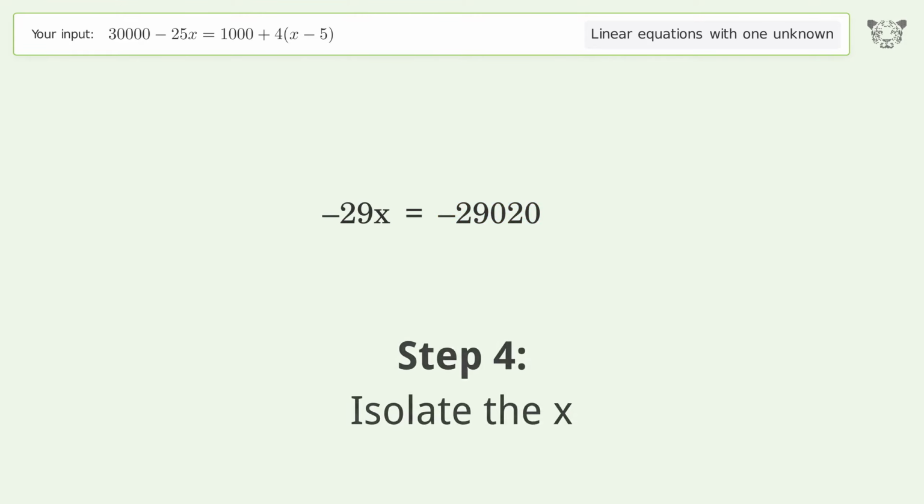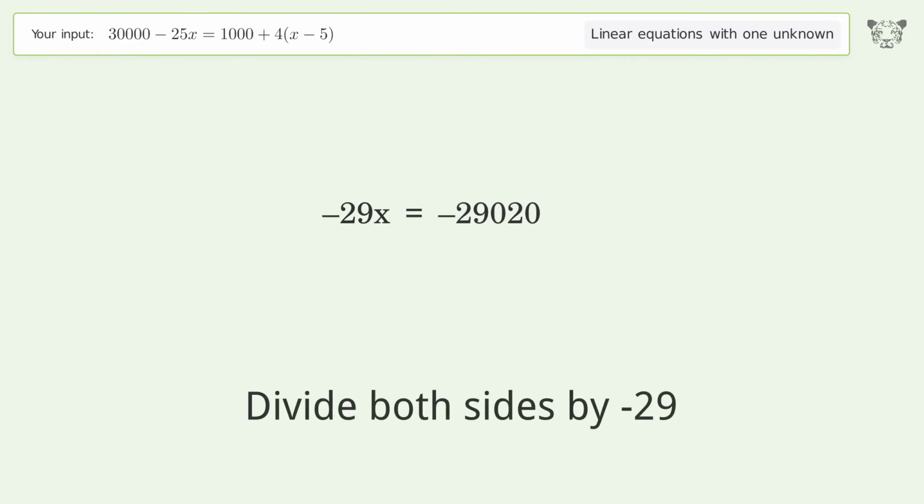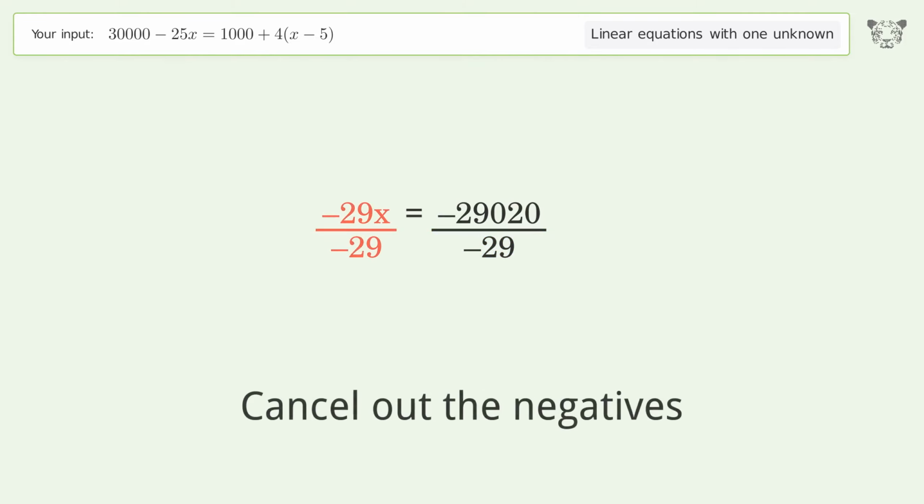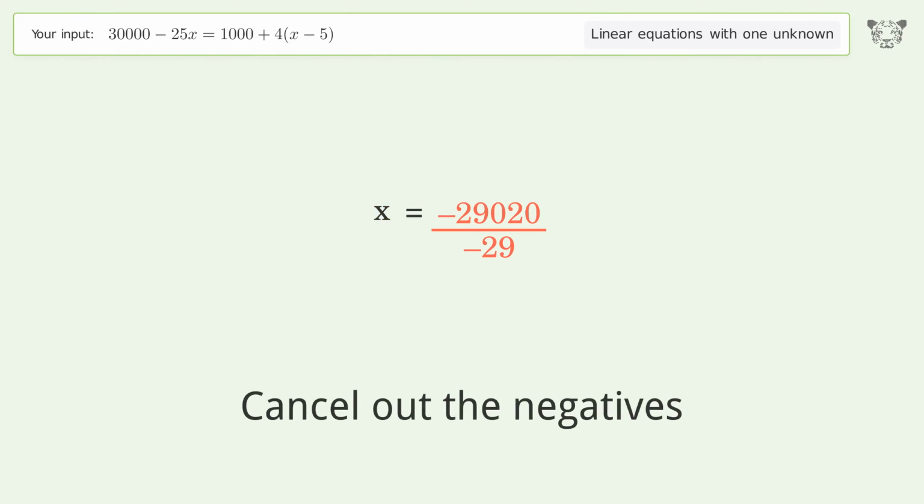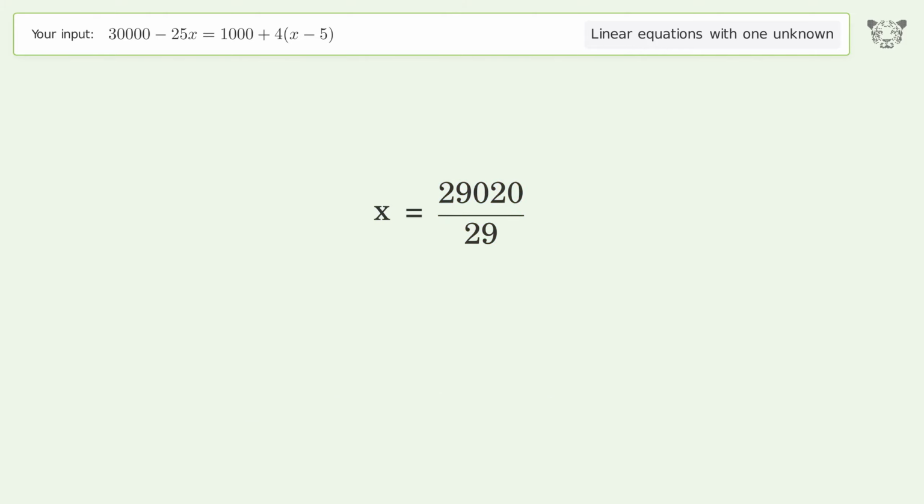Isolate the x. Divide both sides by -29. Cancel out the negatives. Simplify the fraction. Cancel out the negatives. And so the final result is x equals 29020/29.